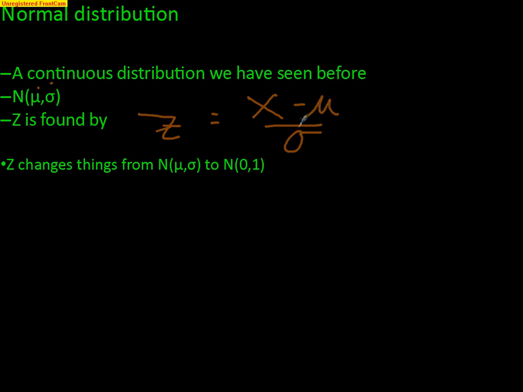And let's take a quick look and see what z does. Z changes things from a normal with a mean mu, standard deviation sigma, to a mean of 0 and a standard deviation of 1. And this is what allows us to use our z tables. So that is continuous distributions. It shouldn't be that bad.